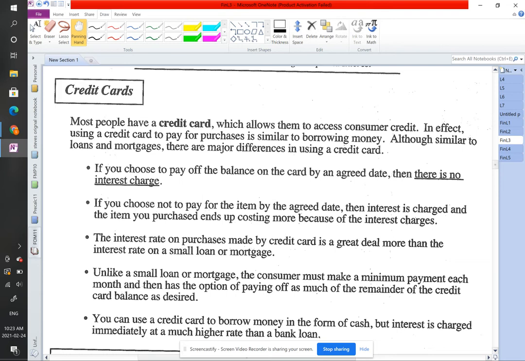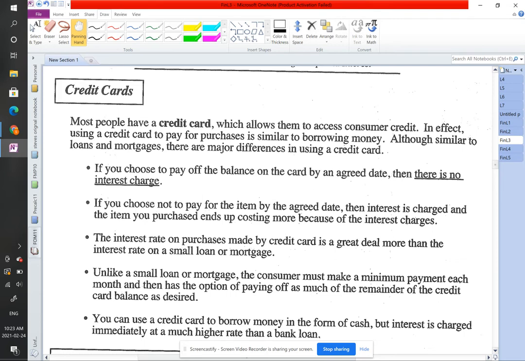If you pay off the balance on the credit card by an agreed date, there's no interest. So it's important. I have a credit card and I try to pay it off every month because then I don't pay any interest. And so I'm just accessing that money for free. If I were to leave money in the account, or charge on my credit card throughout the month, then I'm paying interest on it. And credit card interest rates aren't super friendly.